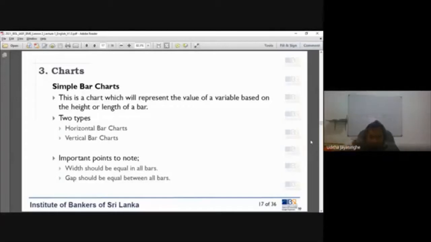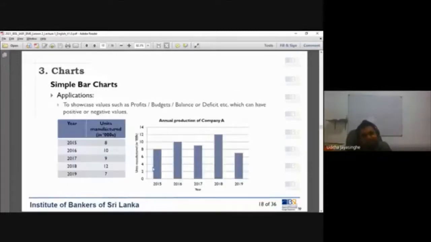That's perfectly fine. But wherever possible, it's important to have the widths equal. Otherwise, you have to clearly mention the widths under each of these instances. Otherwise, visually it could be distorting. And the gap also should be equal between all bars. So visually, a nice simple bar chart should be like this.